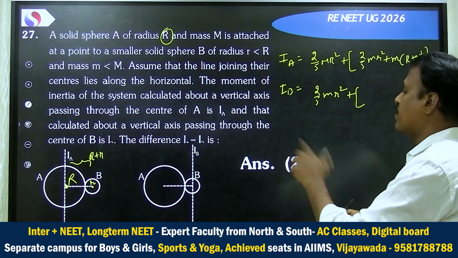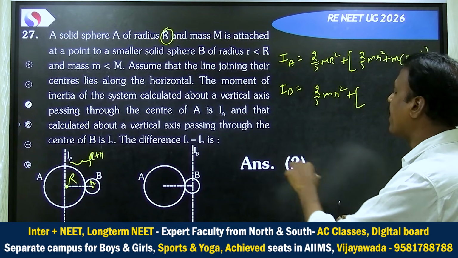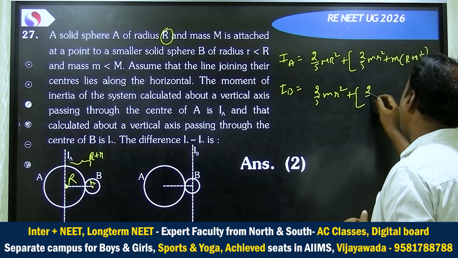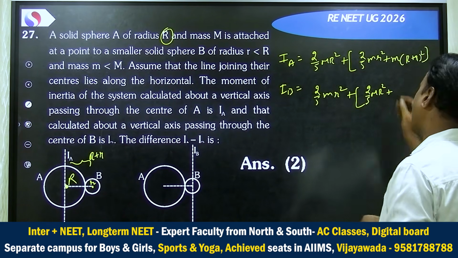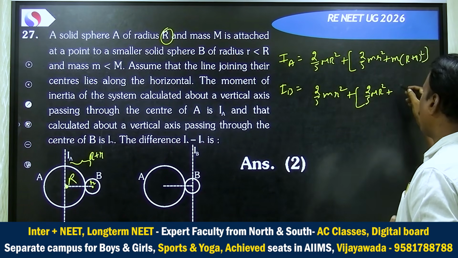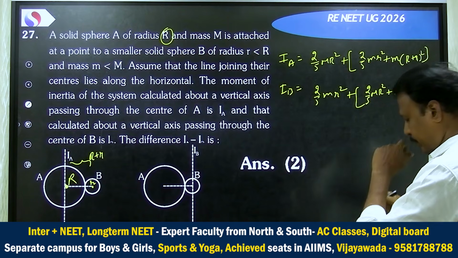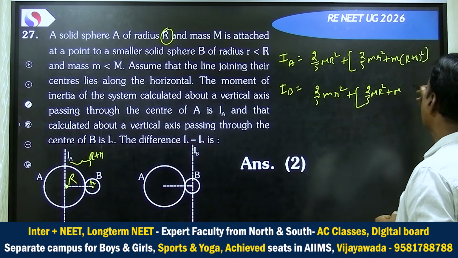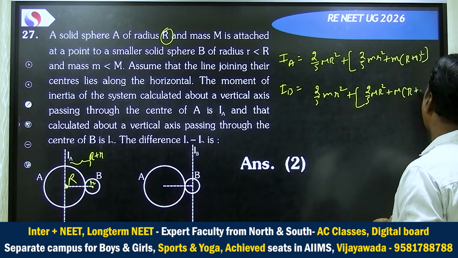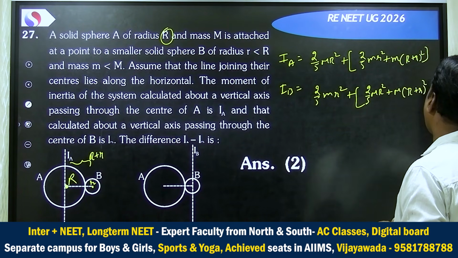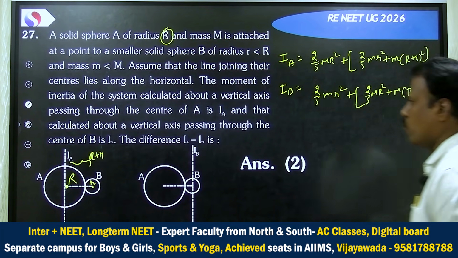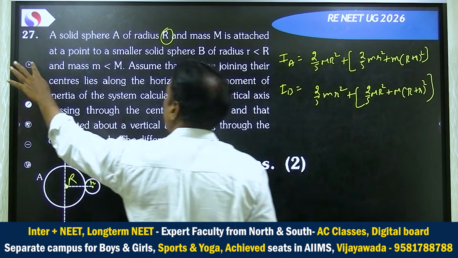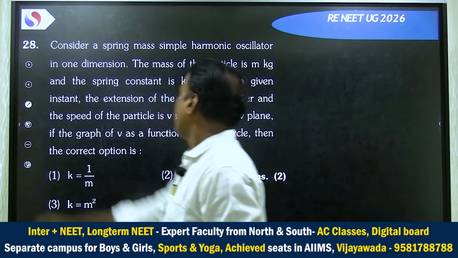But whereas it is far or outside for B, that's why for B, the moment of inertia about its own center is 2 by 5 mr square, into mass times (capital R plus small r) here also. By subtracting these two equations, we will get the answer.